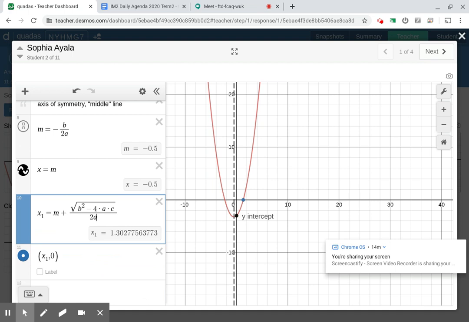So take a look at my screen. In order to get the first x-intercept, you press x1. You can type x2, x3, x4, whatever. So basically it's the middle plus this stuff.